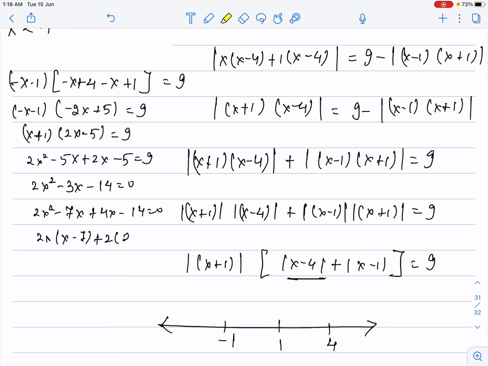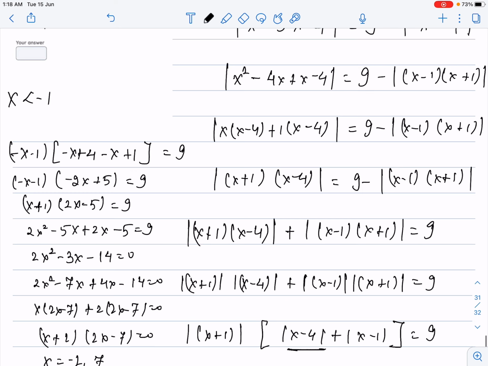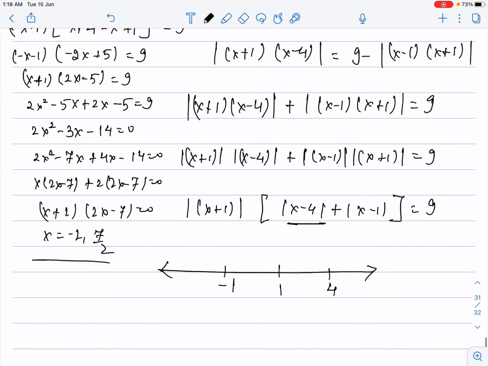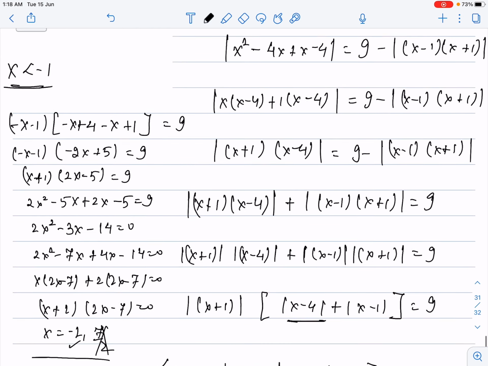2x cannot be taken common, my dear students. X I have taken common over here. So x into 2x minus 7 plus 2 times of 2x minus 7 is equal to 0. So x plus 2 multiplied by 2x minus 7 is equal to 0. So x is minus 2 or 7 by 2. Now let's see whether it is less than minus 1 or not. So minus 2 is less than minus 1, but 7 by 2 should be discarded by us, okay?